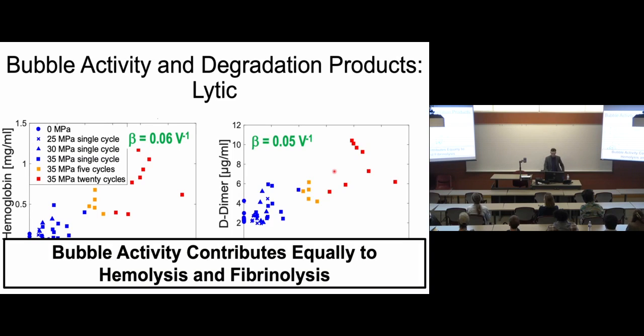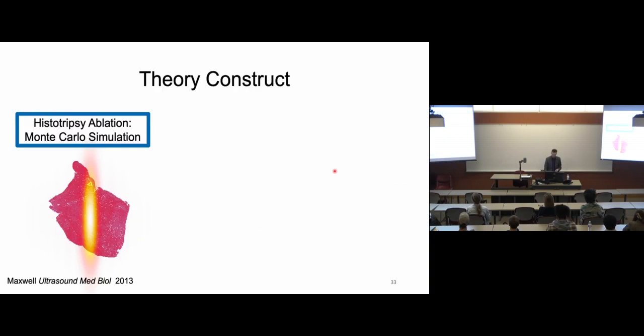And so in order to try to understand this, why is bubble activity contributing to both of these markers equally, we started to develop, I don't even want to say an in silico model, there's very little numerical calculation here, it's mostly analytic, but a theoretical construct, a model to try to gauge what's going on. And so this model has three parts: prediction of ablation, prediction of perfusion of drug throughout the clot, and then the action of the drug on the clot. In the first portion, which is the prediction of ablation of the clot, we used a Monte Carlo type of simulation.